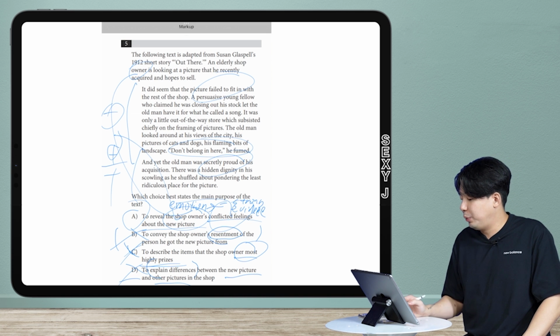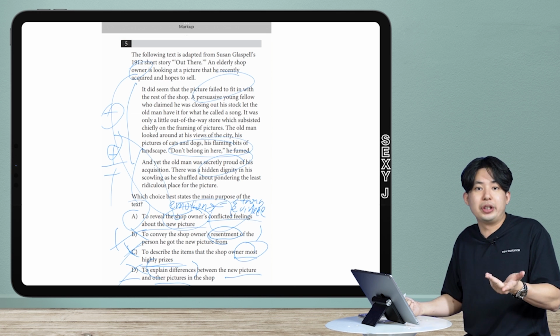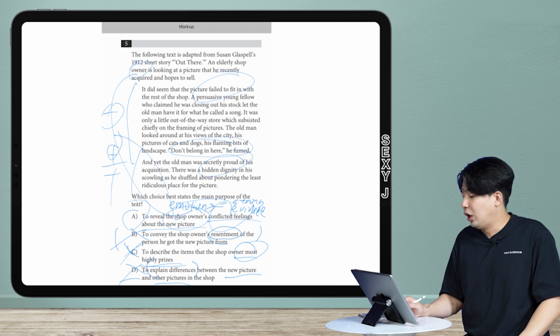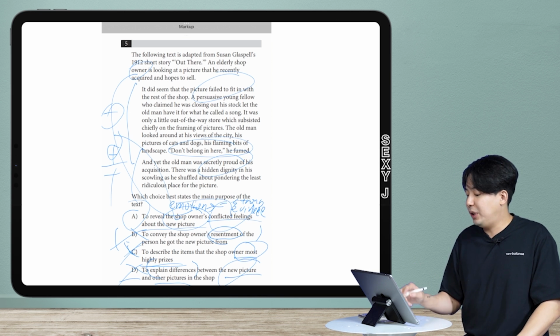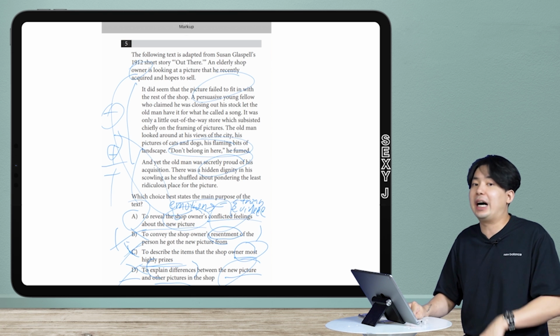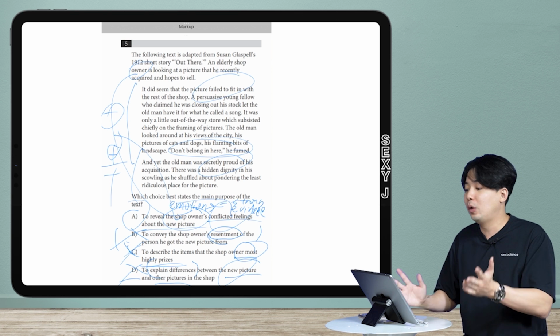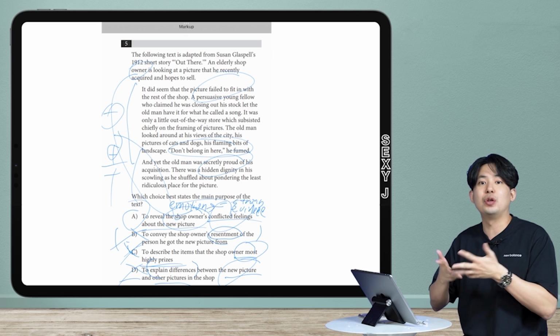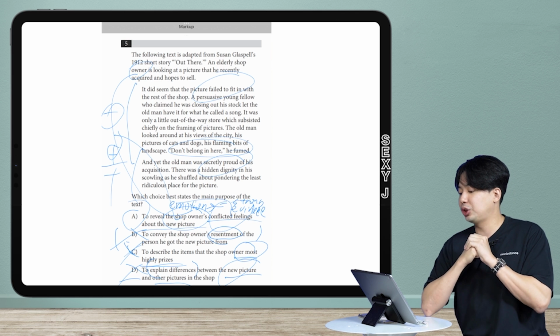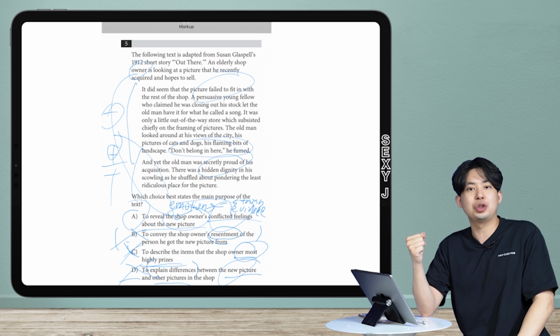C, is that what he most highly prizes? Again, I don't know. I don't know what he likes the most. And D, same thing. Explain the difference between new picture and other. I don't know what the new picture looks like. So B, C, and D are all out because I don't know if those things are true or not. Why? Because they all have extreme language. Avoid the extreme language, okay? So that was a more detailed breakdown than we usually do on Quick and Dirty because A, literature.